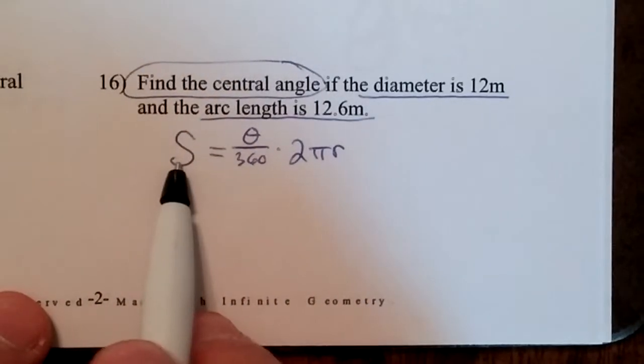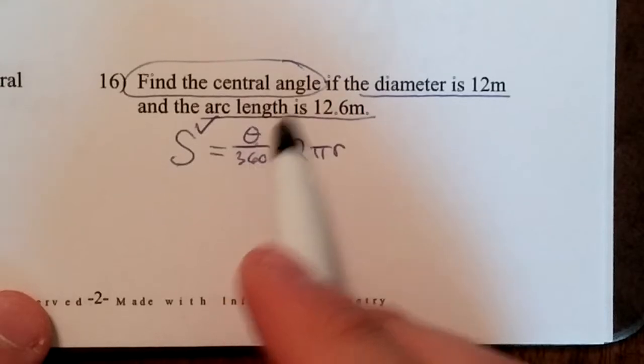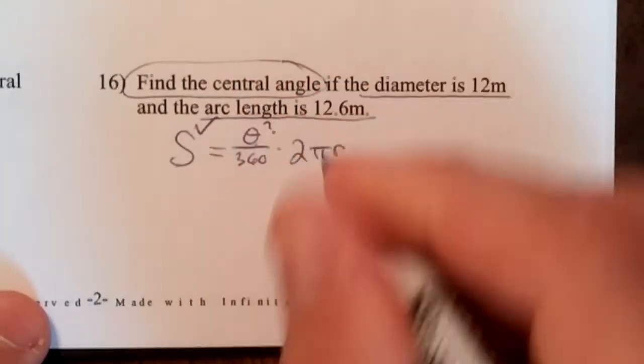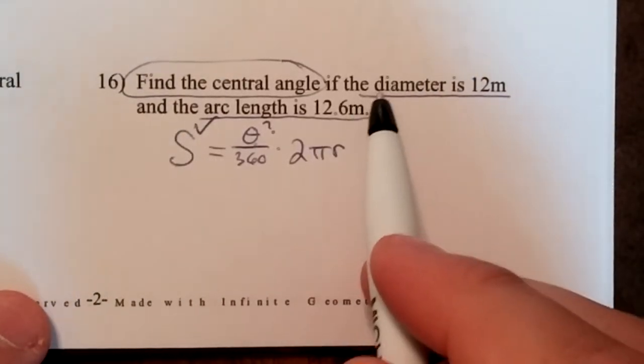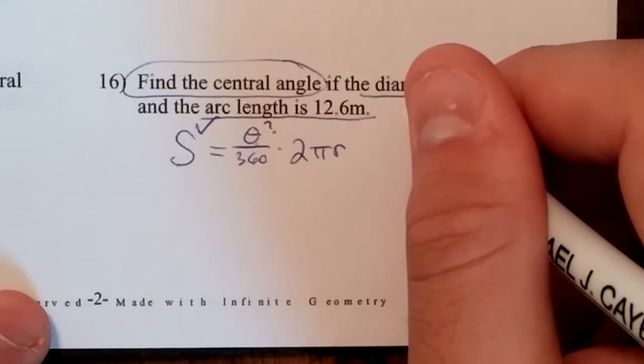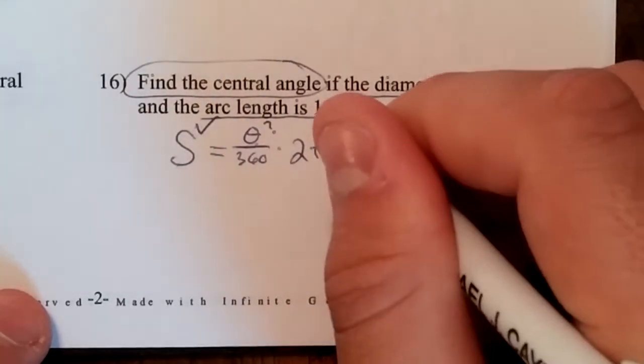So arc length we have. Check that off our list. Theta is the central angle we don't have. It's the first part of the sentence. That's our question mark. Radius. We don't have it right now, but we do have the diameter. And taking the diameter and cutting it in half, we will get 6 meters. So now we have it.